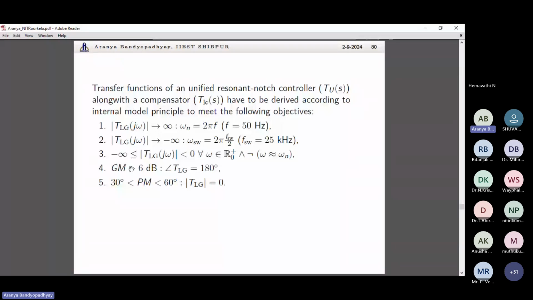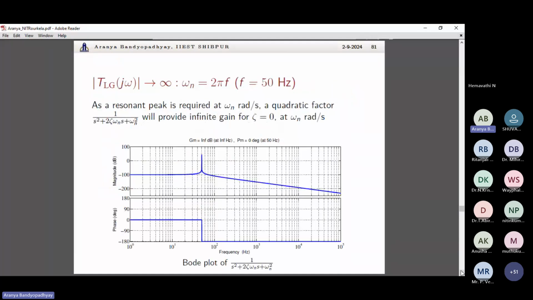And in the book of K Ogata, these two conditions are there. The gain margin should be greater than 6 decibel at least, and the phase margin should be greater than 30 degree for optimum and quick response, so that the system does not get much overdamped. And if we go through the simple theory espoused in the undergraduate textbook of Katsuhiko Ogata, we can clearly see that this type of quadratic factor will introduce infinite gain, and we can tune it to provide infinite gain at 50 Hz, right?